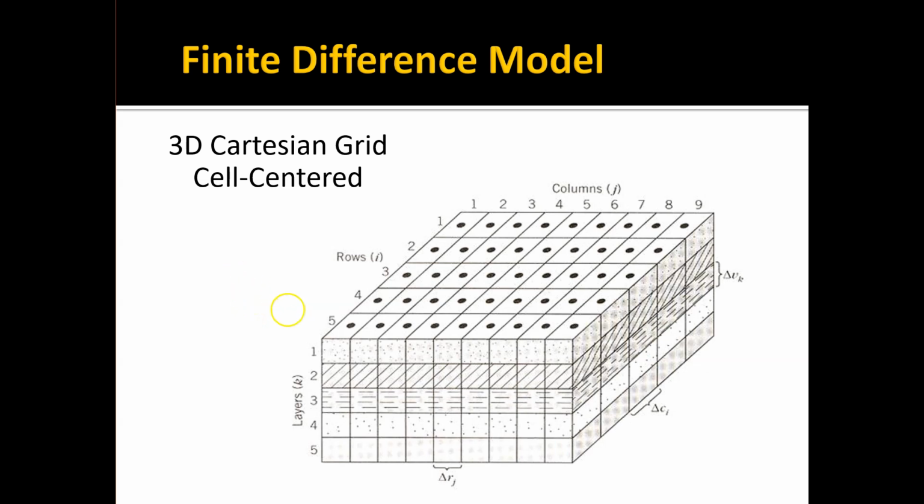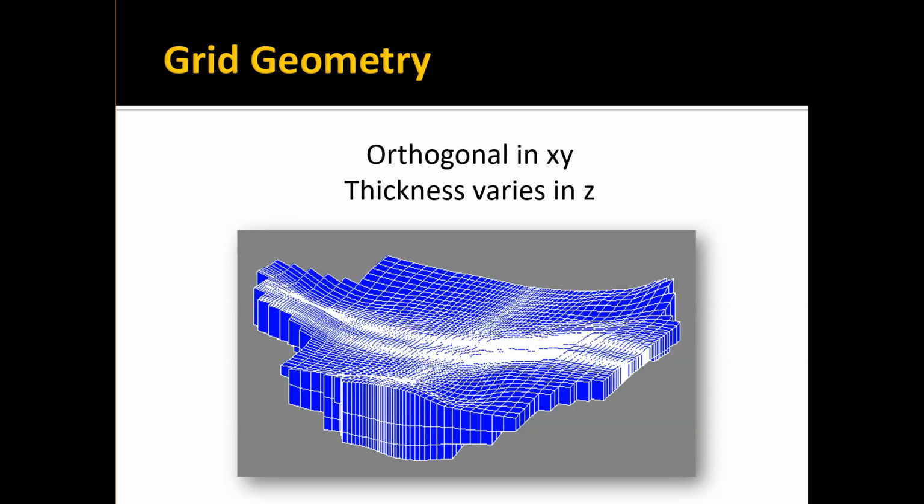Each cell, therefore, has an I, J, and K address, with I representing the row, J representing the column, and K representing the layer. And each cell can have its own properties, such as hydraulic conductivity, and it also has its own width and thickness and length. And so one of the ways to think about this is it's orthogonal in the x and y direction, but the thickness varies in the z direction.